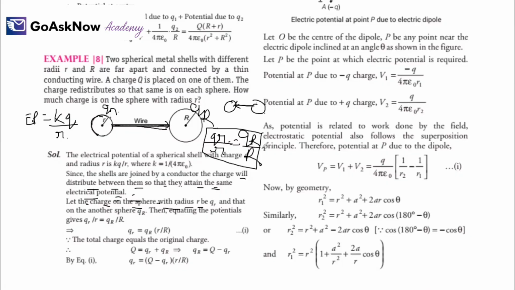Okay, so the total charge equals the original charge. You already know that the initial charge was capital Q only, so it must be equal to what? qr plus q capital R. Why? Because at the redistribution point, the charges will redistribute themselves. So charge can neither be created nor destroyed. So the total charge will remain constant. That is why we have applied this equation here. Okay. Now small q capital R will be equal to capital Q minus small qr.